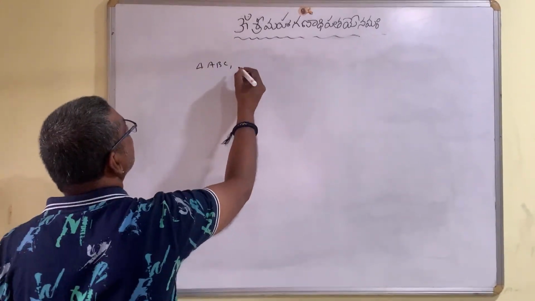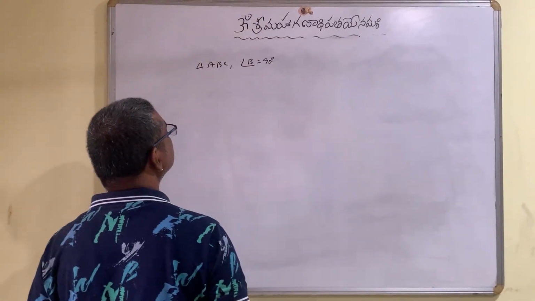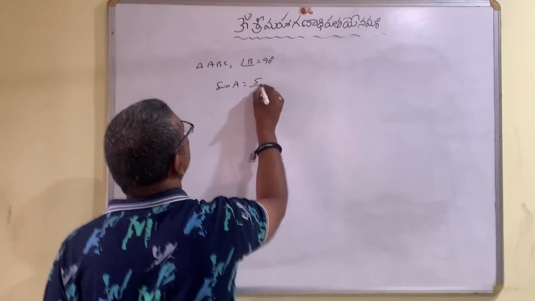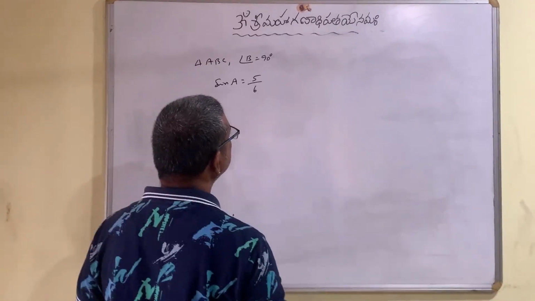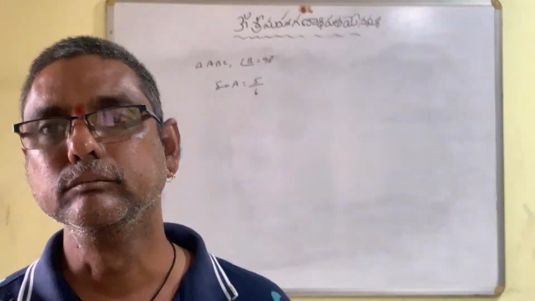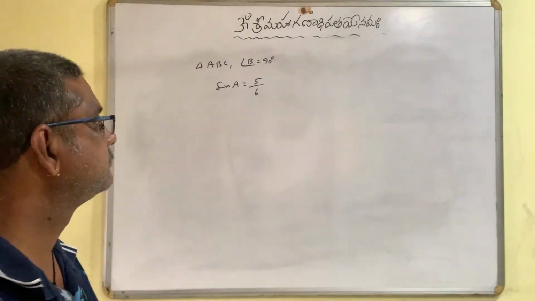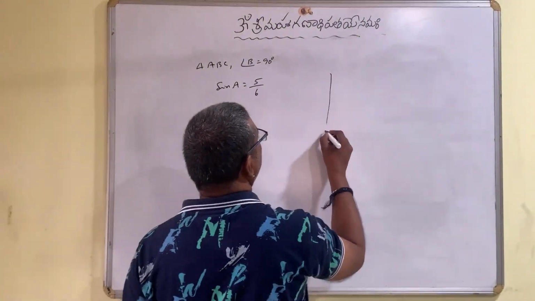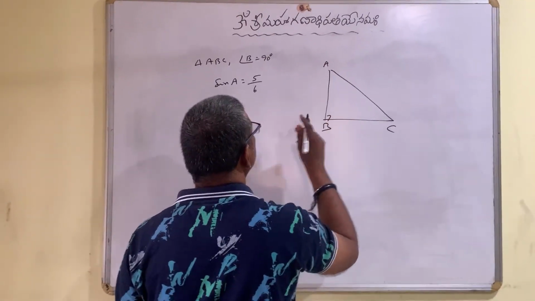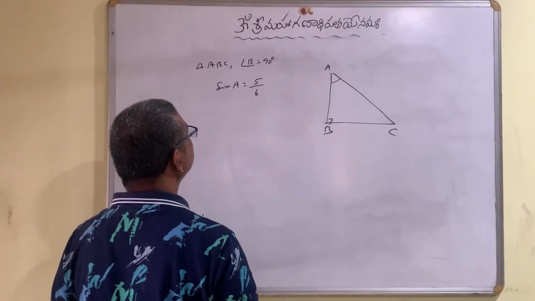Triangle ABC, right angle at B. Sin A is equal to 5/6. That is given. And we need to write the remaining trigonometric ratios. So consider a right triangle, right angle at B. Sin A is given 5/6. That means we need to write the ratios with respect to angle A.